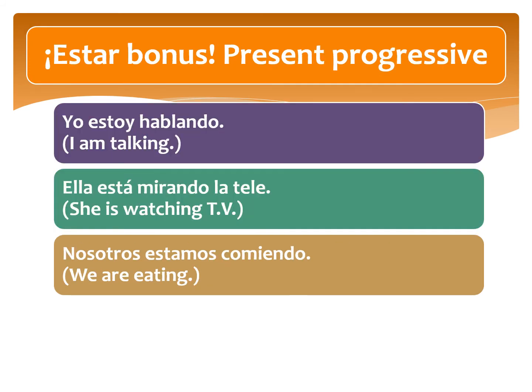All right, let's take a look at a little bit of bonus with estar. It's called the present progressive. It's saying what is currently going on. Yo estoy hablando. So I'm going to use a form of estar. Then that second verb, I'm going to drop the AR and add ando. Or if it's an ER-IR verb, I'm going to drop that and add iendo, and that's saying what somebody is doing. So, yo estoy hablando, I'm talking, I'm speaking.